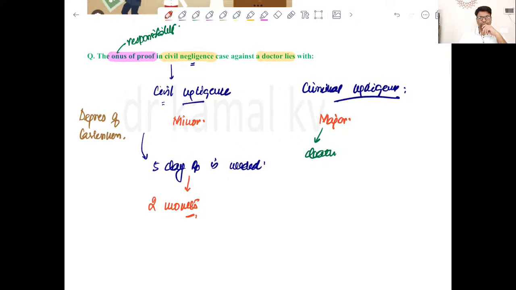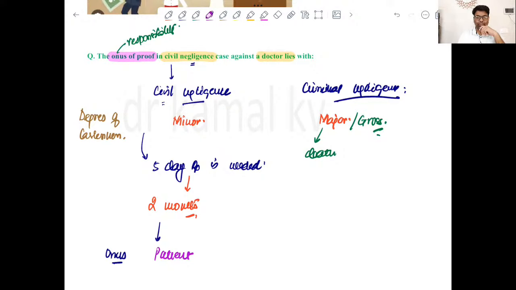Criminal, if there is gross, and you can use the word gross here. So there is gross negligence on the part of the doctor, and it was such a negligence that could have resulted in the death of the patient as well. So that is criminal negligence, right? Now here, in civil cases, the onus is on the patient, right? So the onus is on the patient to prove that the doctor is wrong.